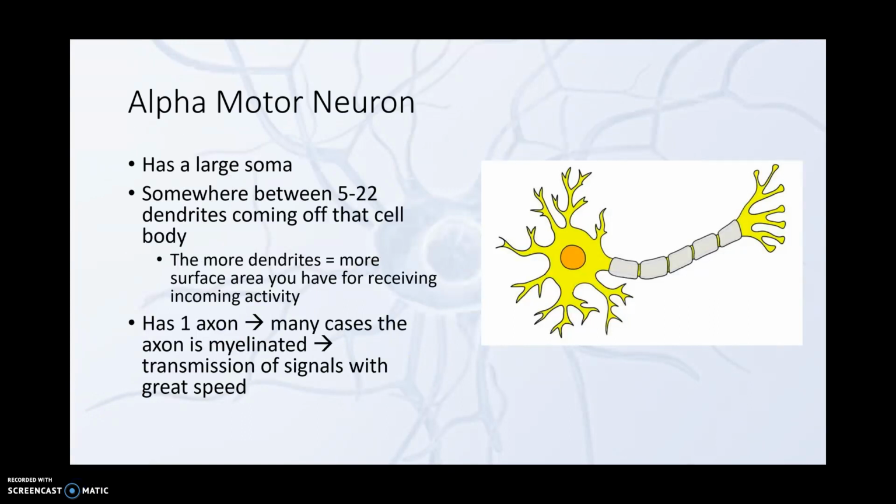Okay, so a quick review of what our alpha motor neuron is. This has a large soma, which is the body. And then it has anywhere between sometimes 15 to 22 dendrites coming off of that soma or cell body. The more dendrites you have, the more surface area you have for receiving incoming activity. That makes sense. We can receive different signals from different parts of the body. It has one axon right here. And in many cases, this axon is myelinated, which we've talked about, which is the myelin sheath over here. And the nodes of Ranvier are the little gaps in between the myelin sheath, and that also helps speed transmission of signal from one location to the next.